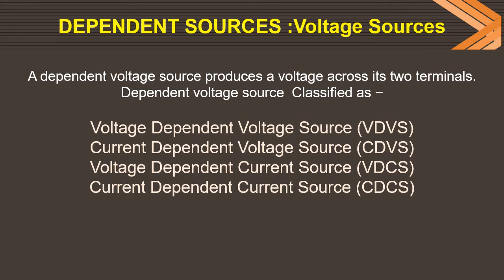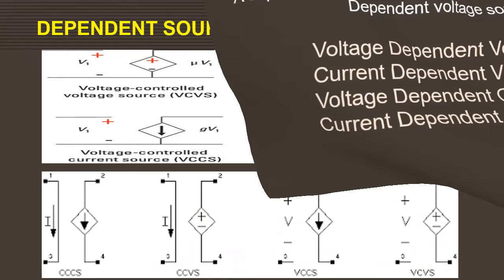Dependent sources come in various kinds: a voltage dependent voltage source, current dependent voltage source, voltage dependent current source, and current dependent current source. In many textbooks they use the word controlled instead of dependent: voltage controlled voltage source, current controlled voltage source, voltage controlled current source, and current controlled current source. In short, the controlling is there in that. If you are talking about dependent, that is nothing but controlling the sources.